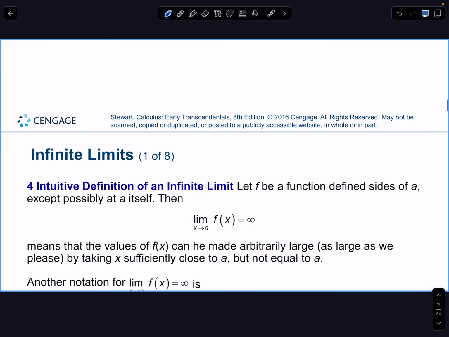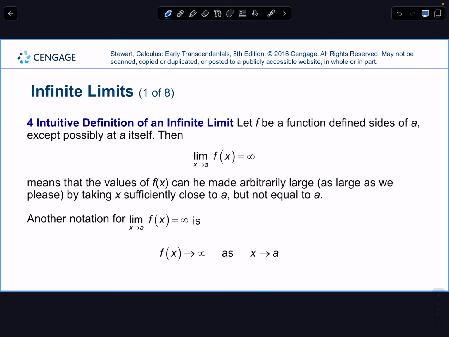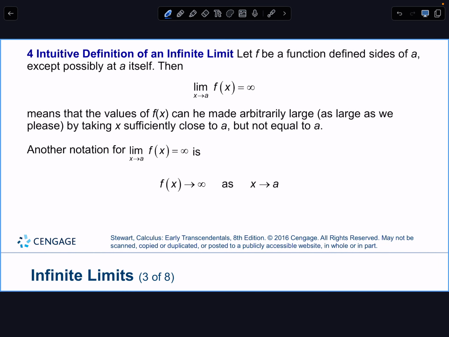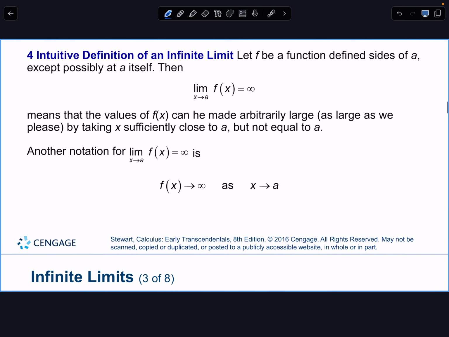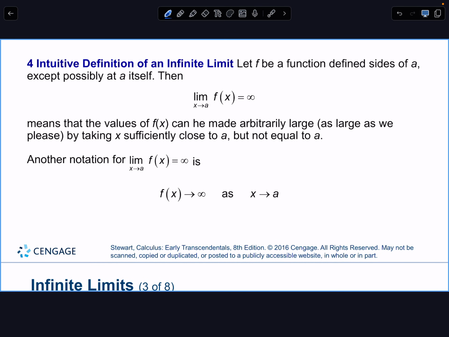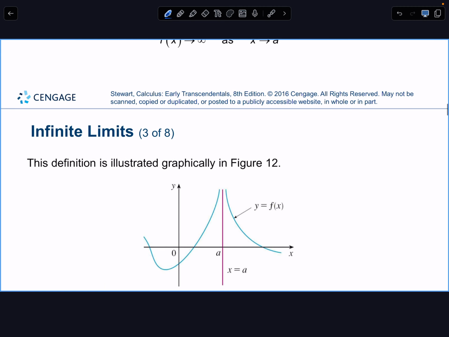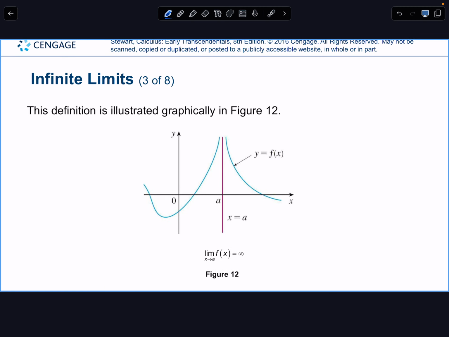Okay, infinite limits. All right, so here we go. This is saying f of x approaches infinity as x approaches a. So a function can go up to infinity or to negative infinity as x approaches a number. And here's a picture of a limit at infinity. Okay, so we have what's called a vertical asymptote right here. And the function value on both sides of a, and this is important, for there to be a limit, it has to go up to infinity on both sides.